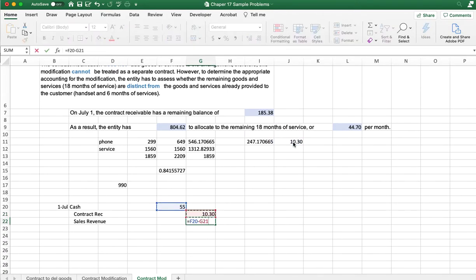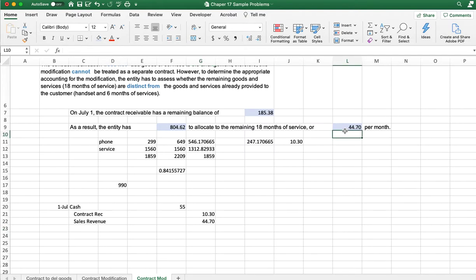which means that the difference, that 55 minus 10.30, gives us $44.70 to the sales revenue, which aligns with what we had calculated previously when we had these blanks, how much we'd be allocating to the service each month.